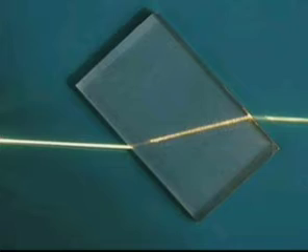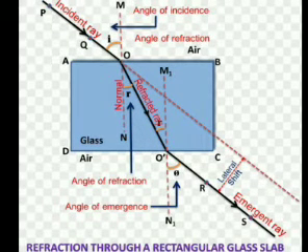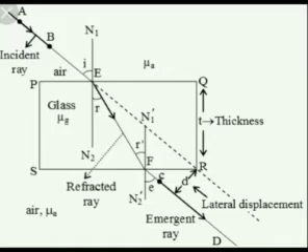Now come to the diagram. See the diagram. PQ is our incident ray and QR is the refracted ray. Angle PQN is equal to the angle of incidence. Here, PQ is the incident ray and RS is the refracted ray. It is an emergent ray.